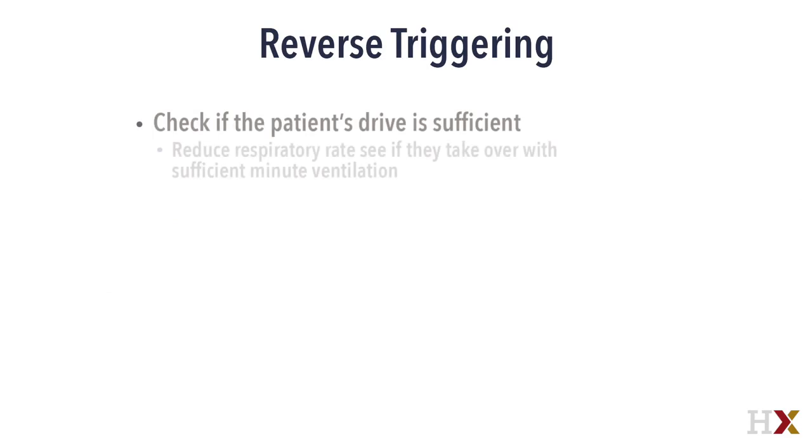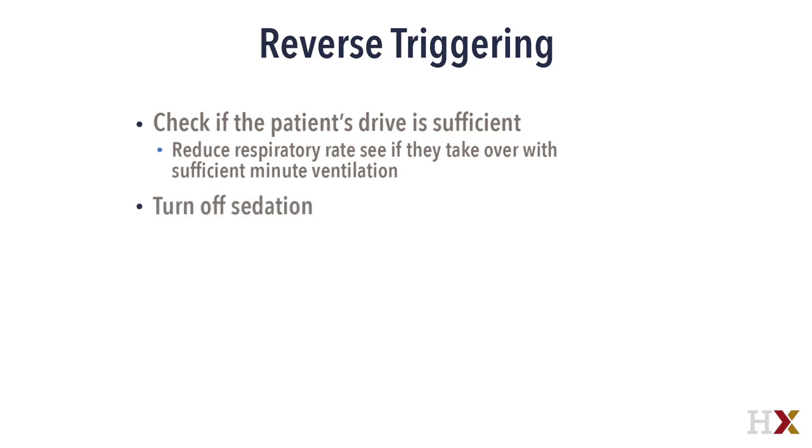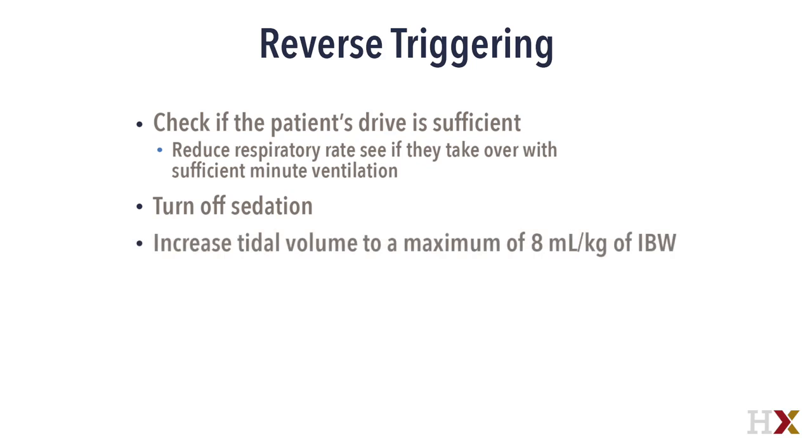So if you've already reduced the respiratory rate and the patient does not take over with sufficient minute ventilation, turn off sedation when applicable, or if it can be done. Otherwise, if you cannot, increase tidal volume to a maximum of 8 milliliters per kilogram of ideal body weight if it isn't already at that level, keeping in mind that we should keep plateau pressures less than or equal to 27 centimeters of water when possible.